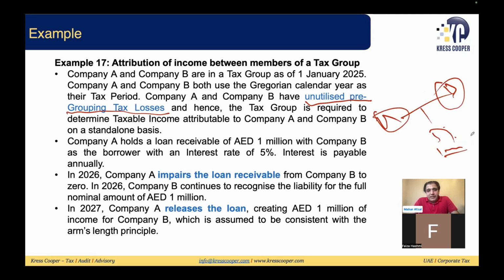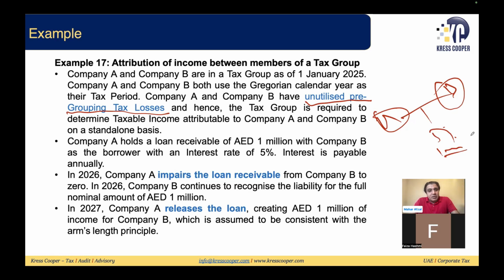And in 2026, A impairs the loan receivable from B to 0. Impair the loan receivable, we have already discussed. Once A is impairing the loan receivable, A books the impairment of the loan receivable, the impairment of interest, the reversal of the impairment of interest, and the waiver of the loan. Once A is impairing the loan receivable, it will not have any corresponding impact on B, so it will not require any adjustment.